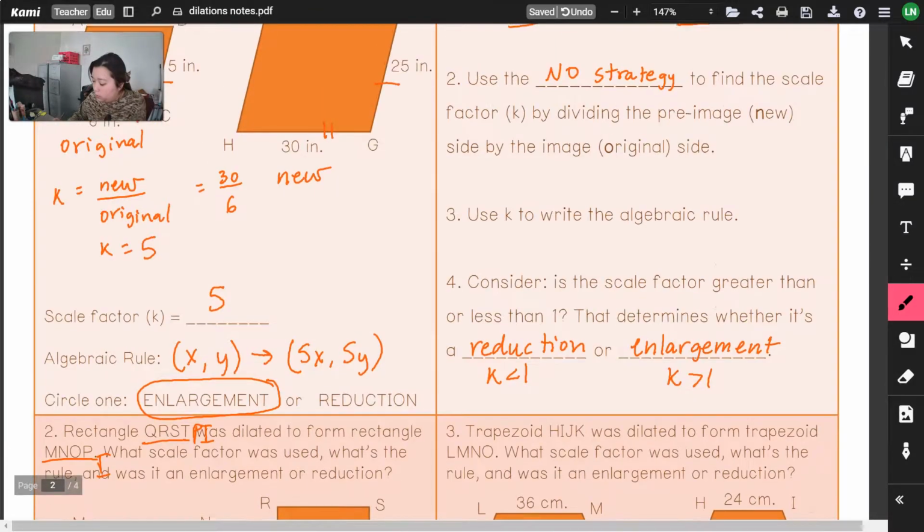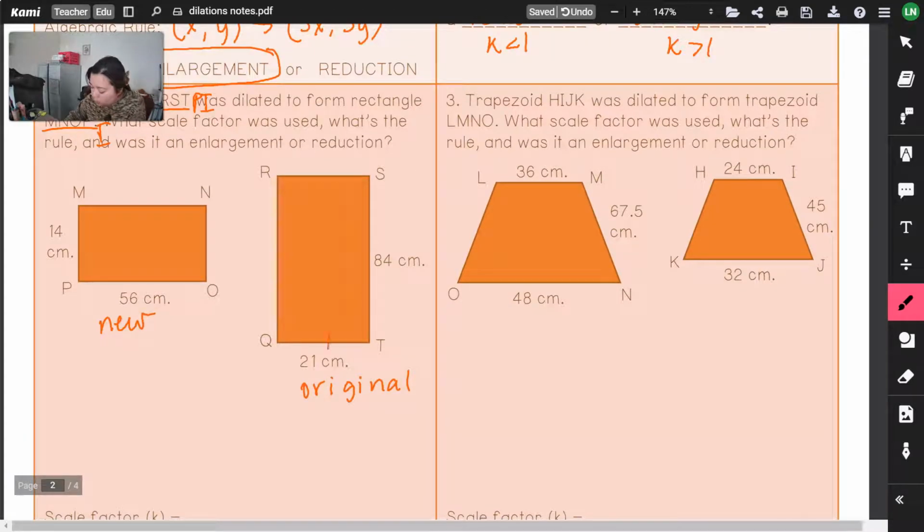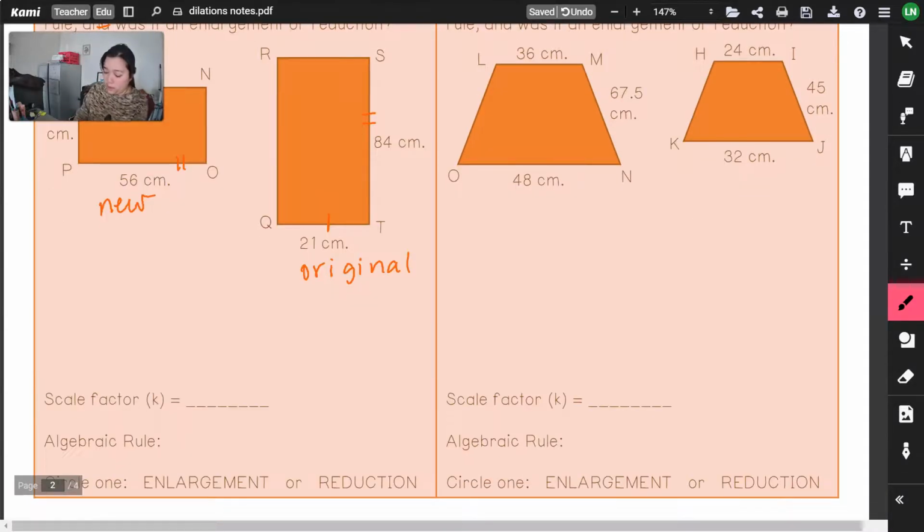Okay, step 2, use the no strategy. This is where we need corresponding sides, okay? Like this 21 does not correspond with 56. Why? Because the shape got rotated. 56 is the long side of that rectangle. You want the short side to go with 21. So 21 goes with 14. 56 goes with 84. So corresponding sides means the sides that are proportional. It's very important. So we're going to set this up. K is the new divided by the original.